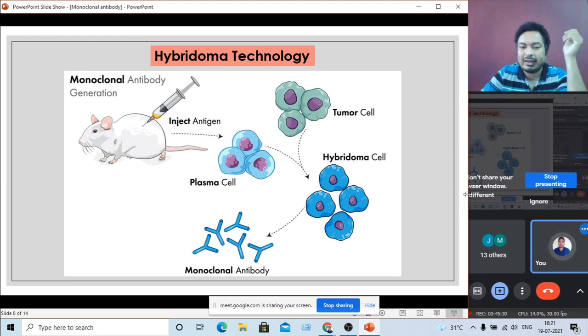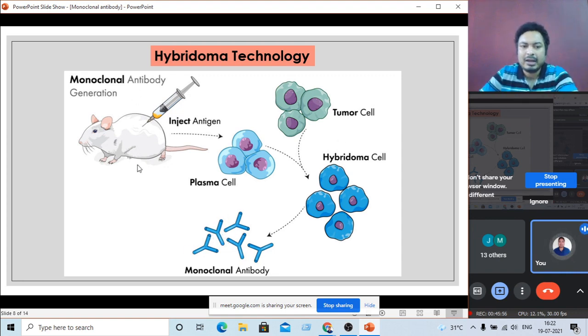Finally, these monoclonal antibodies are purified, and they are used for a particular disease, for a particular antigen. Suppose this antigen is the spike protein of the coronavirus. Then these antibodies are specific for the spike protein only. They can bind to the spike protein of the particular virus, and they are called monoclonal antibodies.